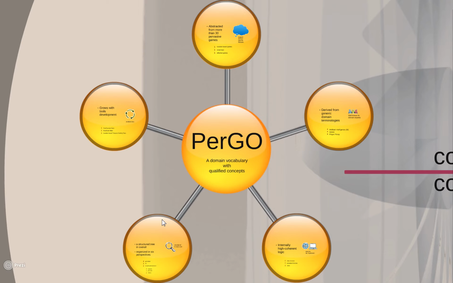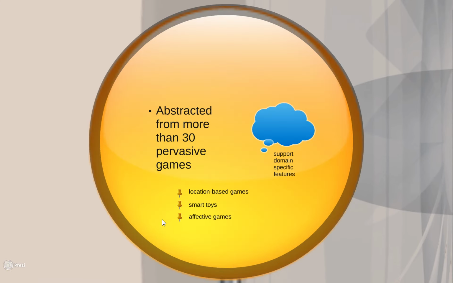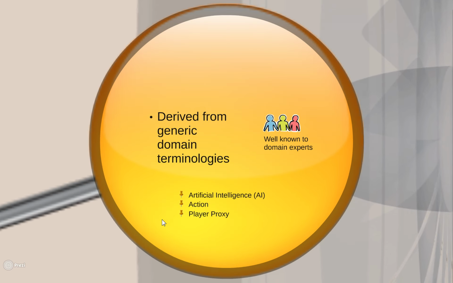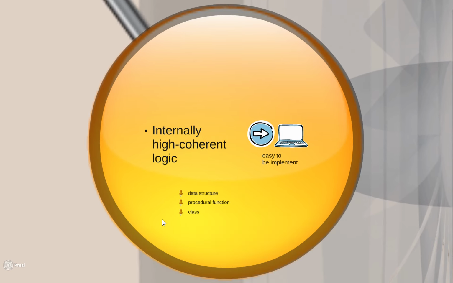As a domain vocabulary, the concepts within PerGO should be qualified to ease the consequent tasks in the overall GCCT approach. We reviewed more than 30 pervasive games to ensure all important domain-specific features would be supported. We derive the concepts from a small set of terminologies that are generally used, such as AI, actions, and player proxy. We make sure the logic behind the concepts is coherent and easy for implementation as a data structure, a function, or a combination of them like a class.